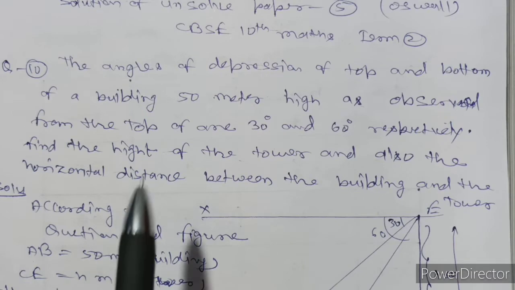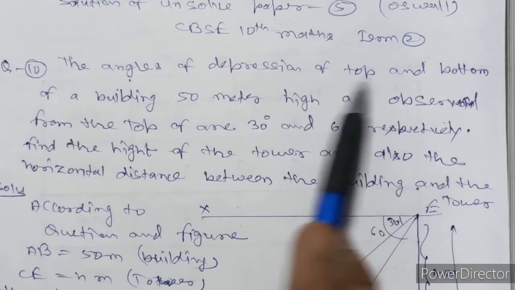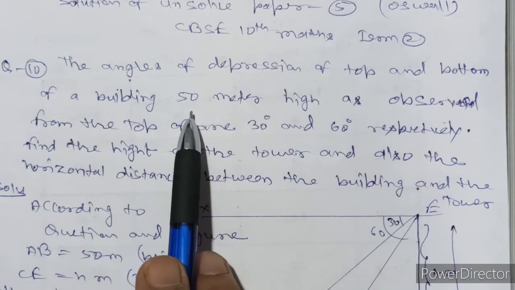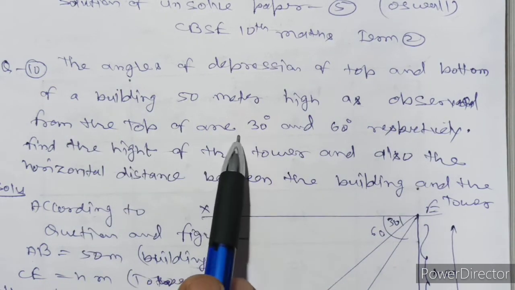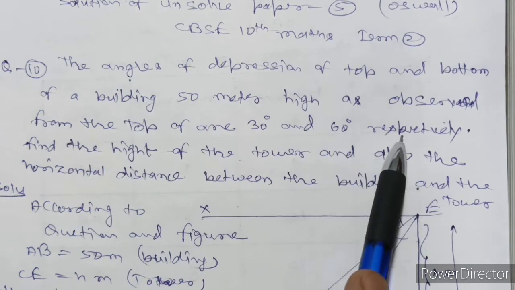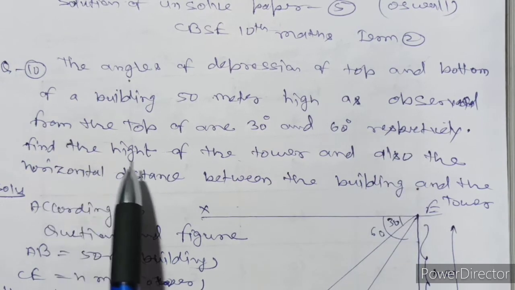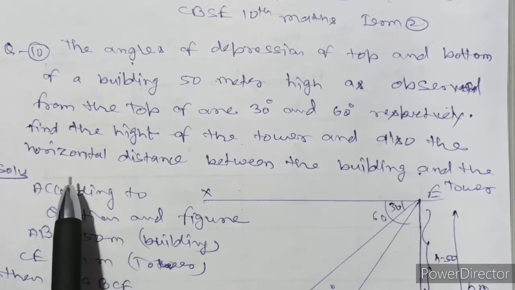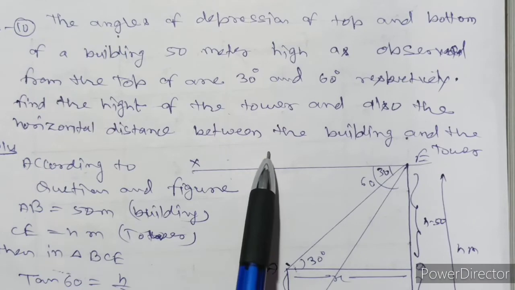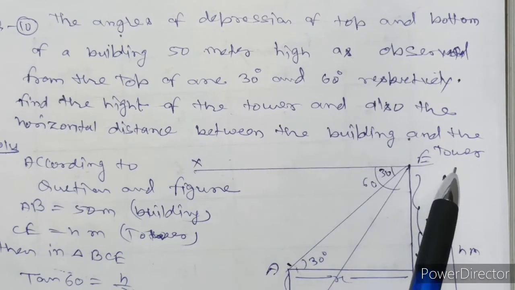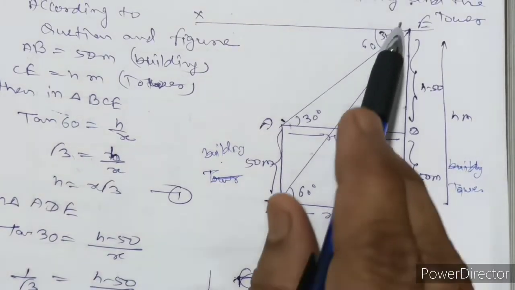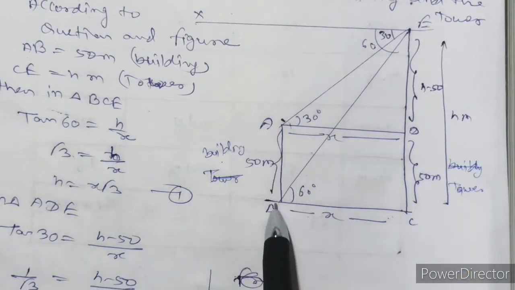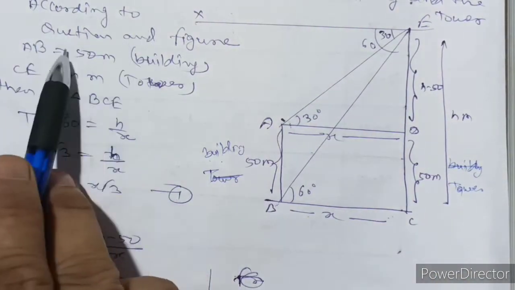Question number 10. The angles of depression of the top and the bottom of a building 50 meter high, observed from the top of a tower, are 30 and 60 degrees respectively. Find the height of the tower and also find the horizontal distance between the building and the tower. According to the question and figure.